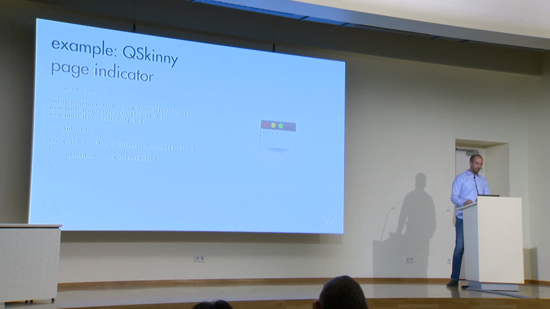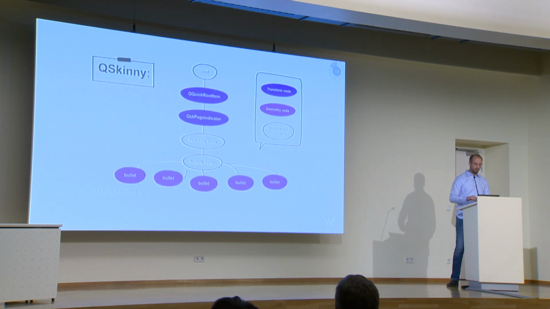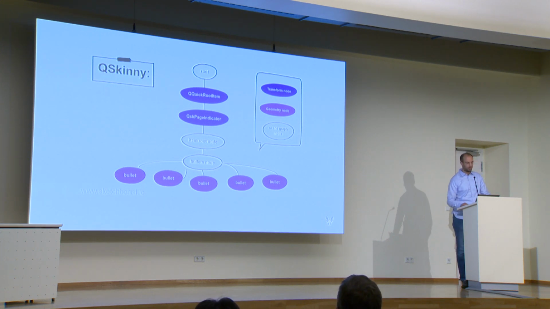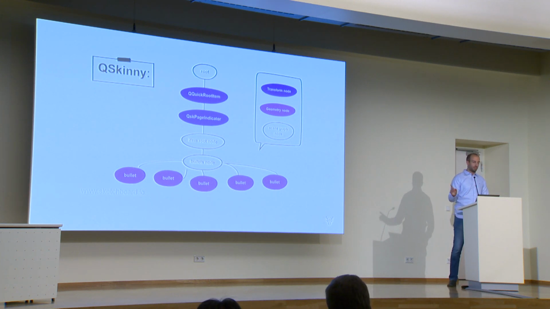Now, the interesting thing about this is how this looks on a scene graph. This page indicator is one QtQuick item, and the rest is just scene graph nodes. So it looks a bit like this. I just went ahead and dumped all the nodes that are created. So the top 2 nodes, the root and the QtQuick root item nodes, are just from the QtQuick window. So they're not really part of the page indicator, they're just always there. It starts with the page indicator.